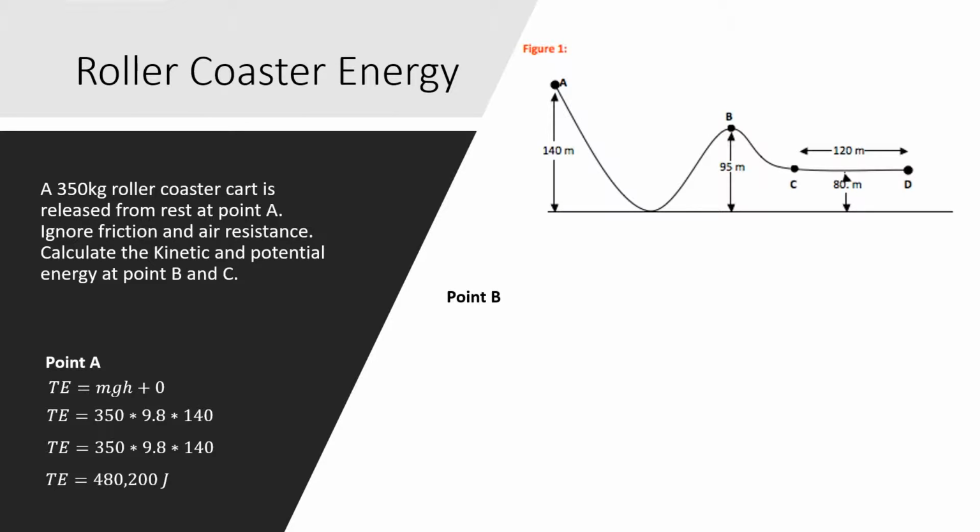So point B here tells me that it's 95 meters up. It's really easy to calculate potential. It's a little bit harder to calculate kinetic. So what I'm going to do is tackle the potential, subtract it off my 480,200, and then I can solve for my kinetic. So potential energy is mgh. 350 times 9.8 times 95 gives me 325,850 joules. Again, you're dealing with big numbers because we're talking about roller coasters. I'm going to subtract my potential off of my total, and that's going to give me the remaining energy, which is all kinetic.